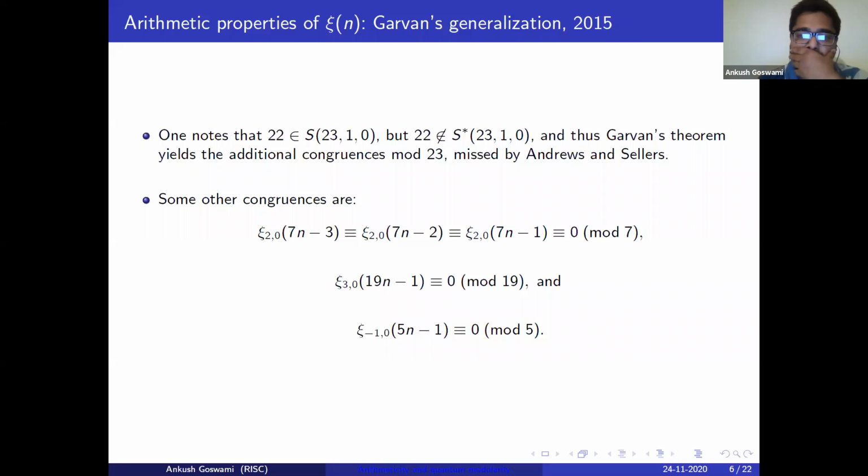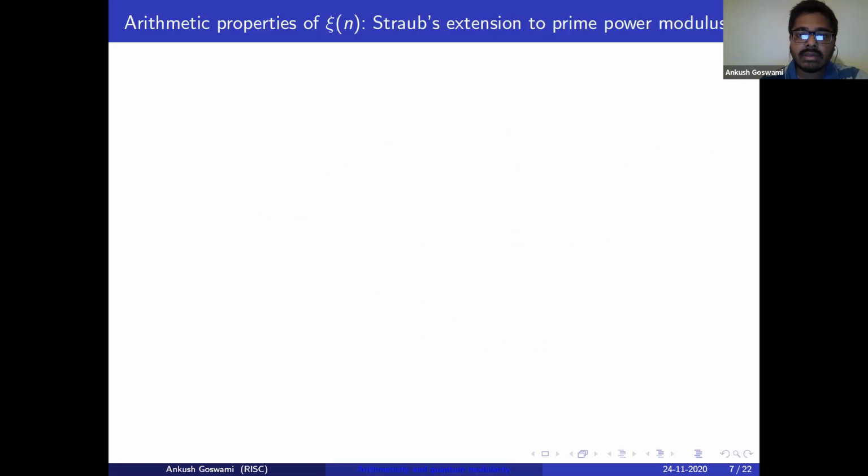Okay, so the next natural question would be, would all of these congruences hold for prime powers? And this was one of the questions in Andrews and Sellers' paper, and this was answered in the affirmative by Straub, who extended all of the congruences of Garvan to prime power modulus.